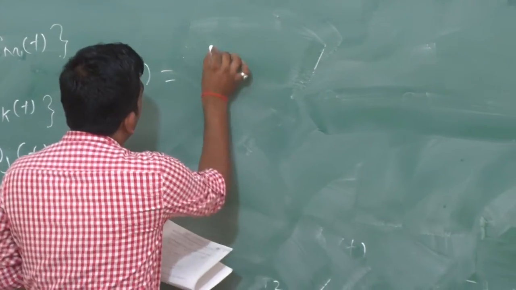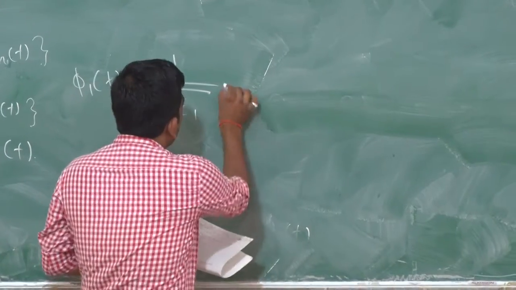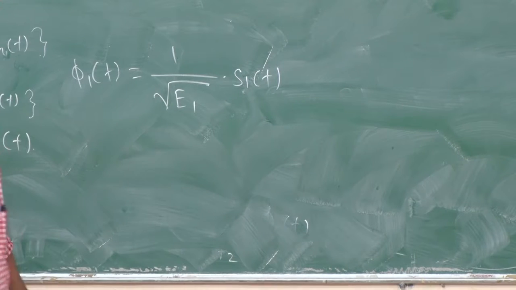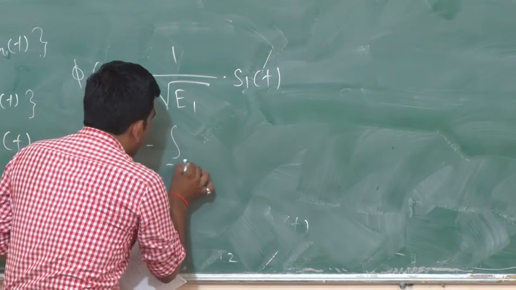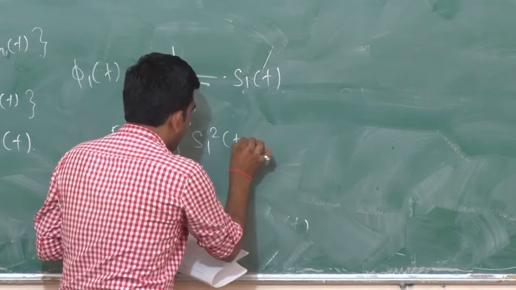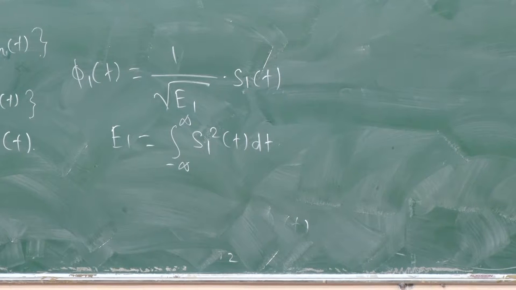So this phi 1 of t can be given as 1 by root E1 into S1 of t. Here E1 is nothing but the energy associated with your first signal. We are having the set of m signals, S1 of t, S2 of t, up to Sm of t. Correspondingly, we have to find out the basis functions, phi 1 of t, phi 2 of t, up to phi k of t. Here, a signal can be represented by using its basis functions. So, Si of t is equal to summation over j is equal to 1 to m, Sij into phi j of t. So, we have to find out these values.